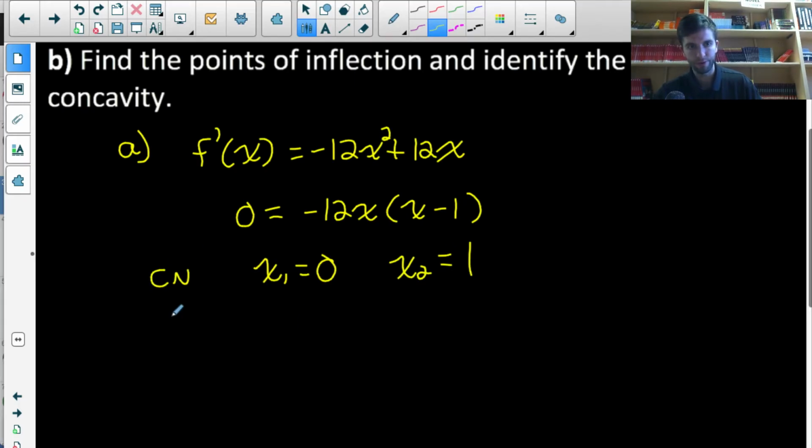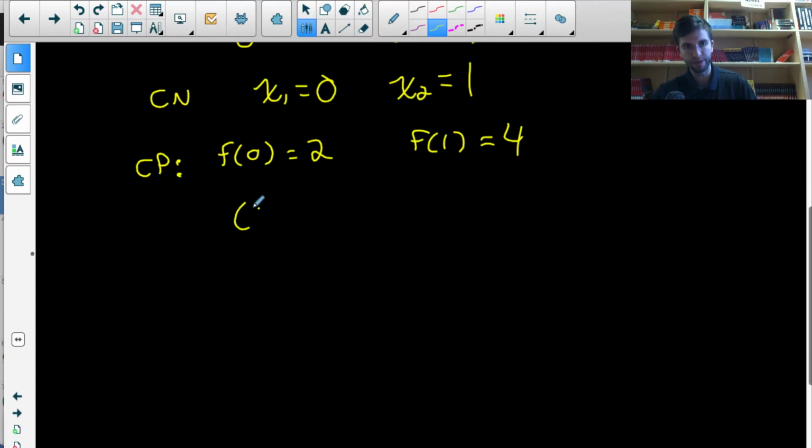So I have two critical numbers. But the question says we need critical points. Critical points involve the x and y coordinate. So I need the y coordinate that goes with each of those x coordinates. So I'd have to evaluate what is f at 0, what is f at 1. My critical points are the point (0, 2) and (1, 4).